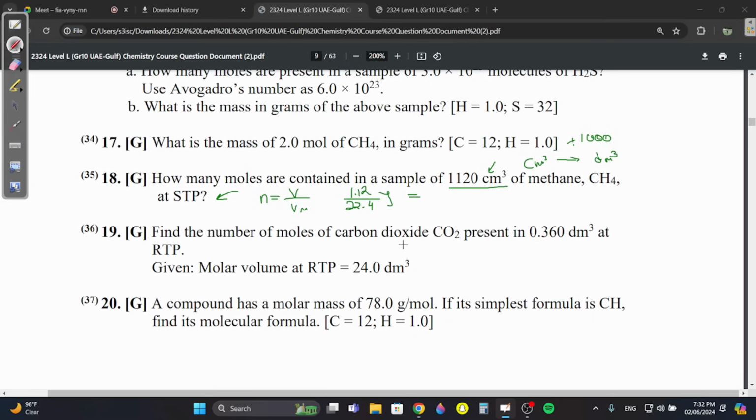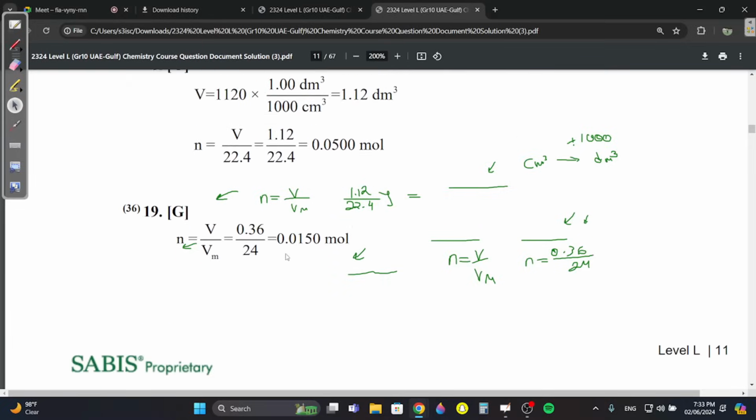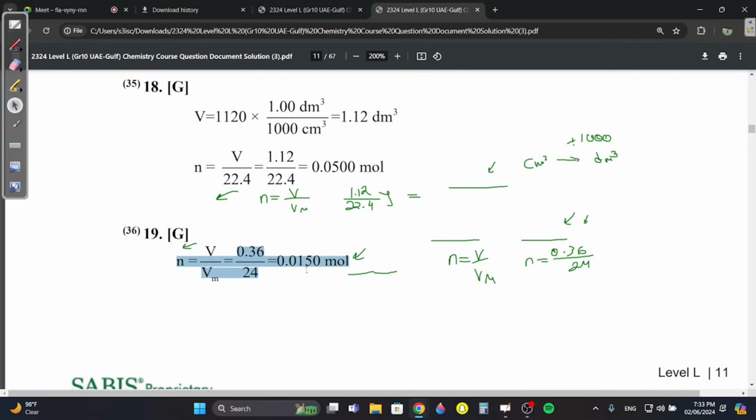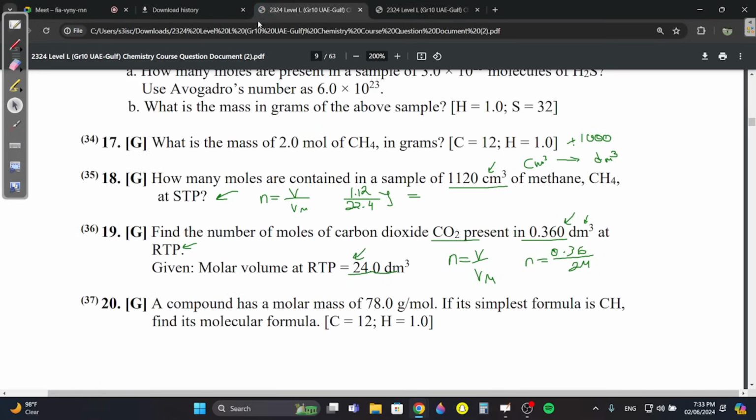Find the number of moles of CO2 present in 0.36 dm³ at RTP. Okay, remember, they gave you RTP, which is 24. So n equals V over Vm. So we want the moles. They give us the volume 0.36, and they give it in dm³, so they're being generous. And Vm is 24. You just divide these, 0.36 divided by 24. You get 0.015 or 1.5 times 10 to the power negative 2.